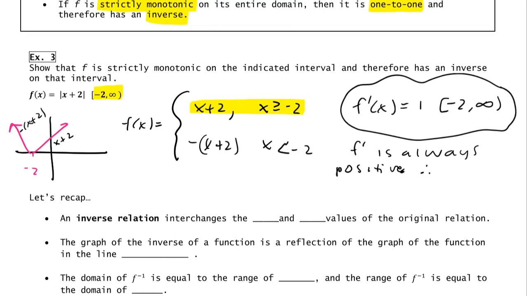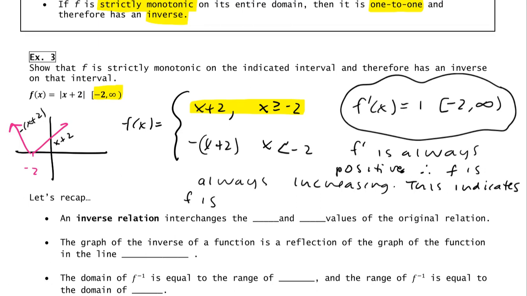Therefore, this is shorthand for: therefore, f is always increasing. I'm running out of room. Okay, what do we know about a function that's always increasing? This indicates that f is 1 to 1 and therefore has an inverse on -2 to infinity.